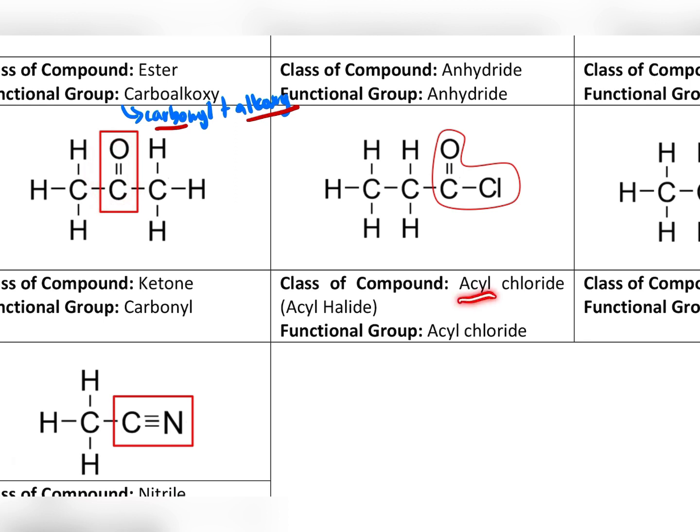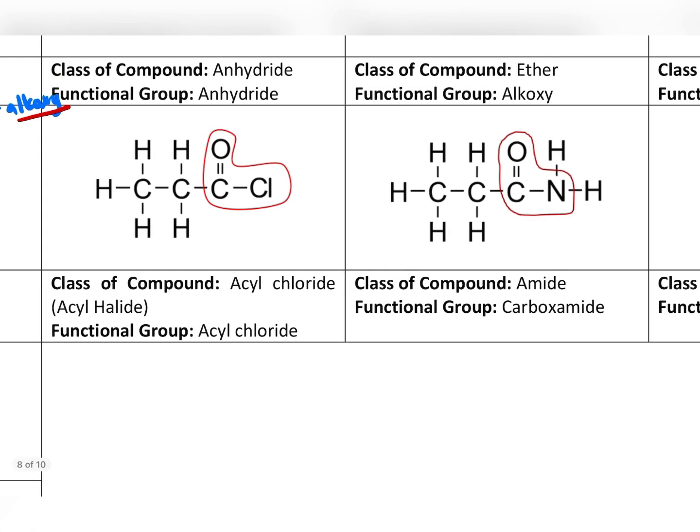Alright, so next one adalah acyl chloride, ataupun acyl halide. Okay, so for this one, C double bond O attach dengan Cl. Okay, halide here means dia boleh jadi, kalau Cl dia jadi acyl chloride lah. Kalau tiba-tiba sini dia attach dengan Br, dia jadi acyl bromide. Okay, so macam tu. So the functional group dia sama, acyl chloride. Ini pun functional group dia acyl chloride juga.